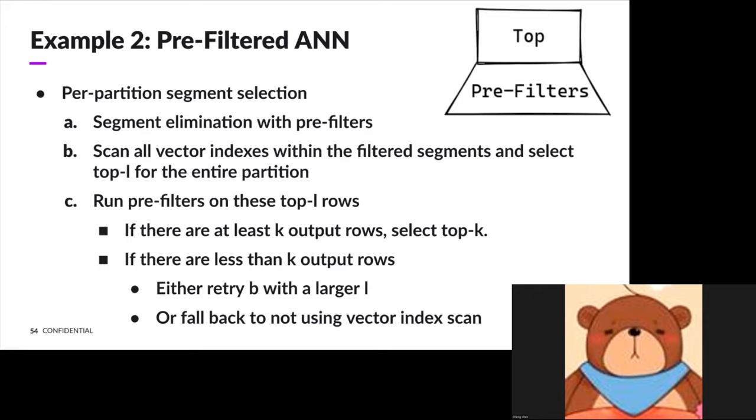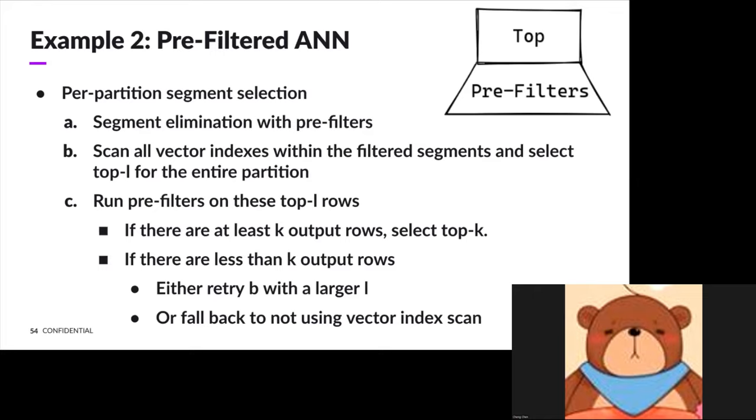Remember that the top filter for vector index scan is executed during per-partition segment selection. So I'm ignoring the other two steps in adaptive table scan. So we first run segment elimination with pre-filters. This reduces the number of false positives from vector index scan. We then scan all vector indexes within the filtered segments and select top L for the entire partition. Here, L is some value we choose based on the estimated selectivity of pre-filters.